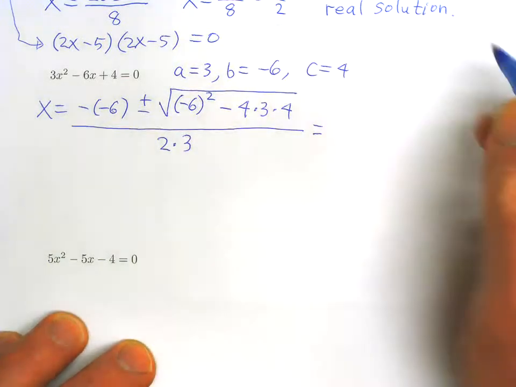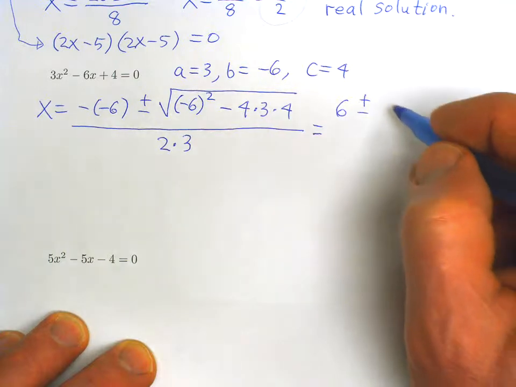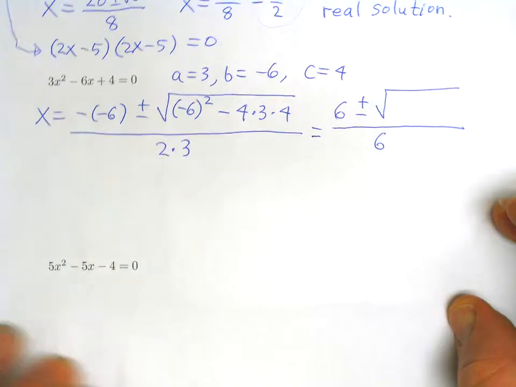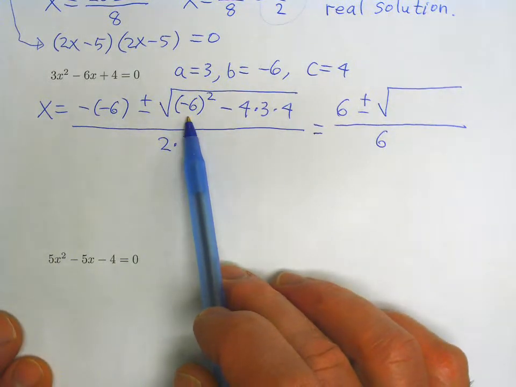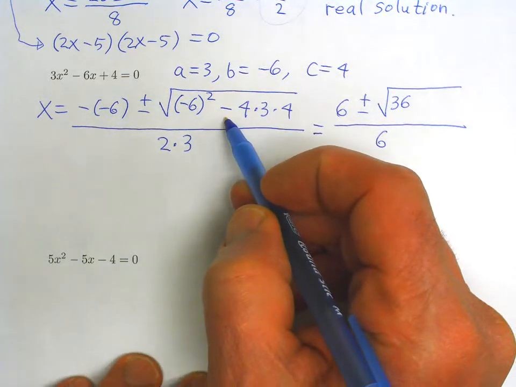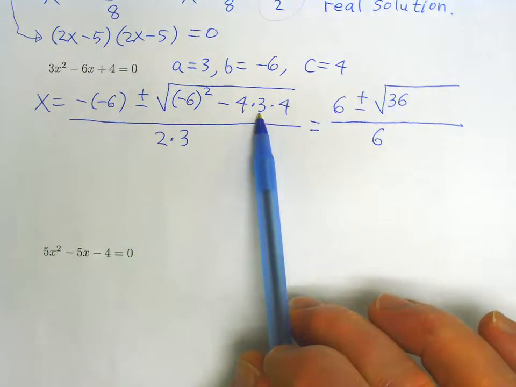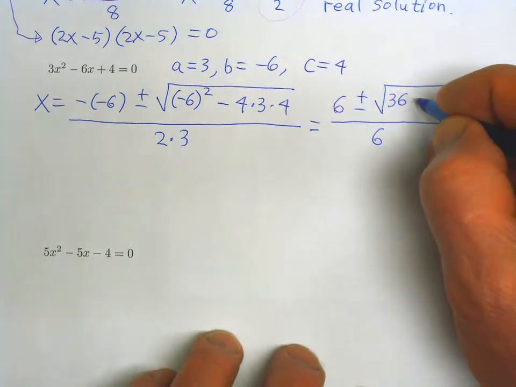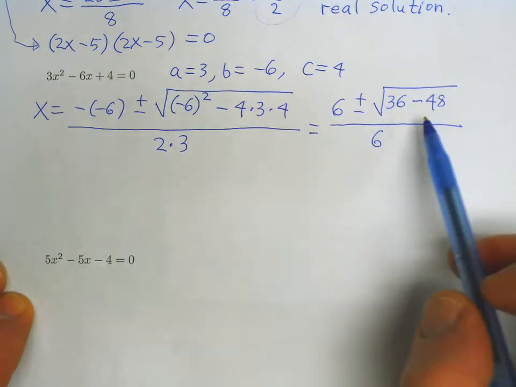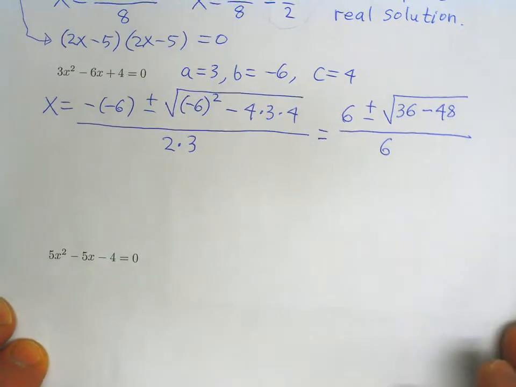Okay, then the arithmetic. The negative of negative 6 is positive 6, plus and minus the square root of some number, all divided by 2 times 3 is 6. Okay, inside the square root, the number negative 6 squared, negative 6 times negative 6 is positive 36. And we're subtracting 4 times 3 times 4. So 4 times 3 is 12, and 12 times 4 is 48. So we're subtracting 48. Okay, the discriminant is negative, so that means two different non-real solutions.